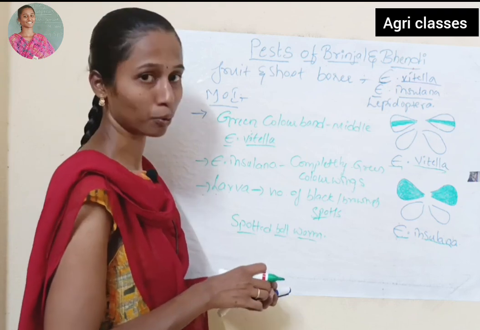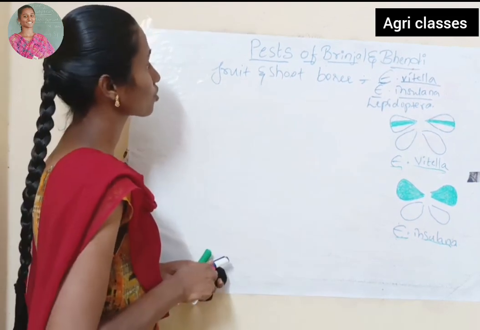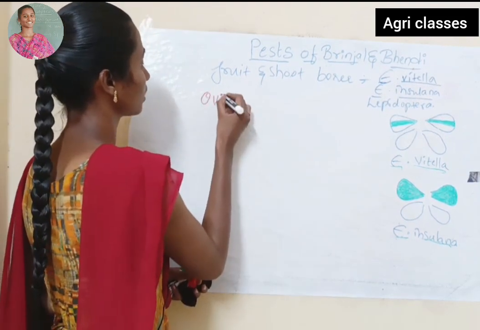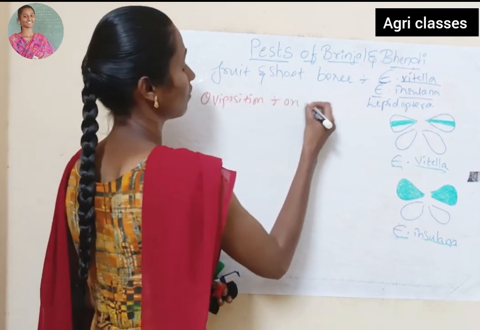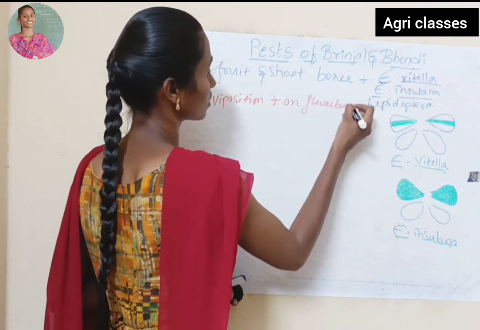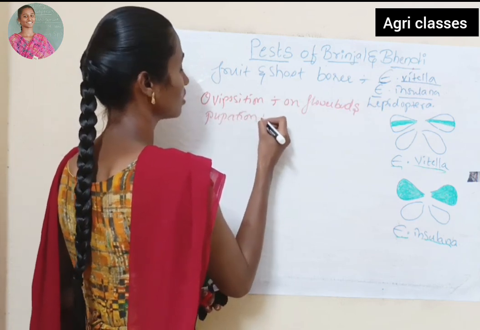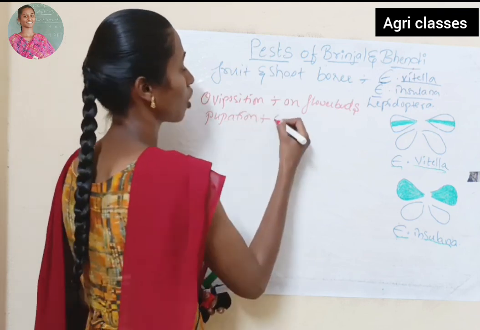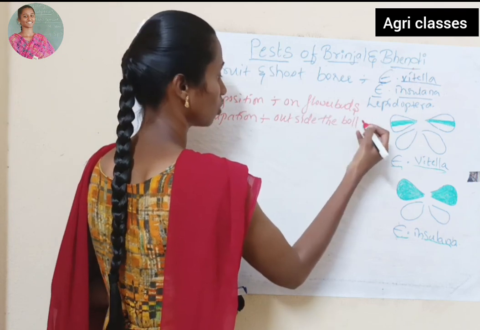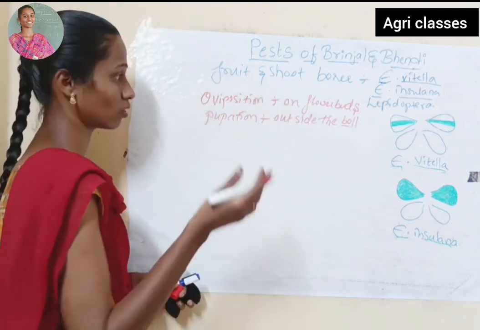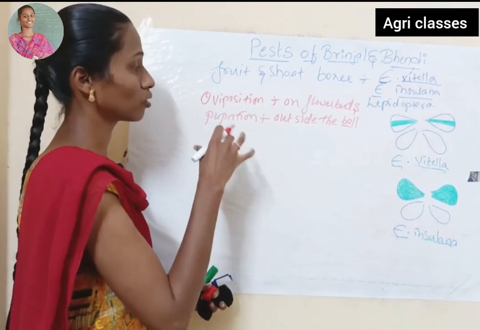Then I will discuss pupation, oviposition, and next nature of damage and symptoms of damage. Next, oviposition site of the spotted bollworm or fruit and shoot borer: they will lay the eggs on flower buds. Then their pupation site is crevices or outside the boll, any cracks, or on plant surfaces. So this is about the oviposition and pupation.